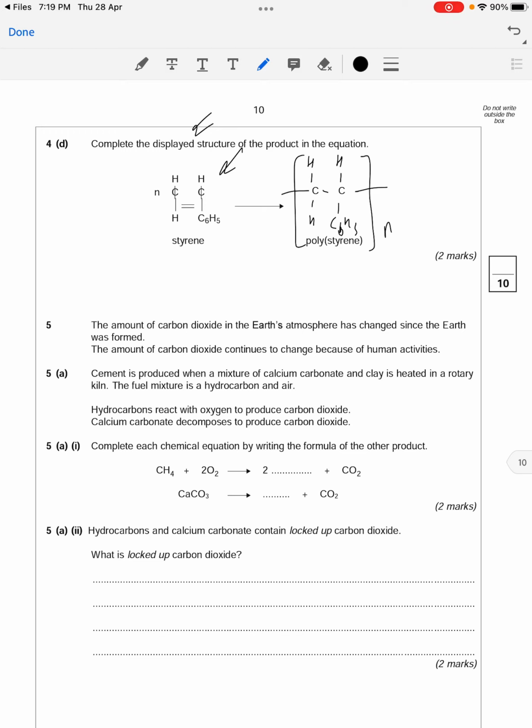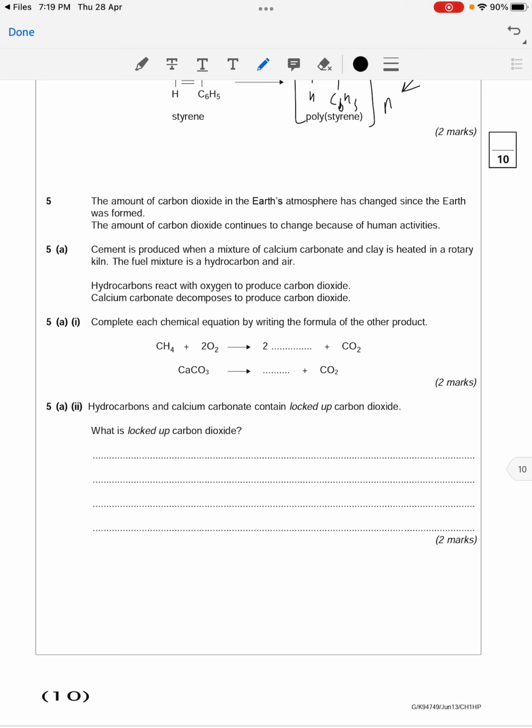Okay, you just change where the end goes. Change the double bond to a single bond. So ensure that the bonds do not extend through the brackets, right? Show 7 bonds and brackets, and the end should be displayed as well for 2 marks.